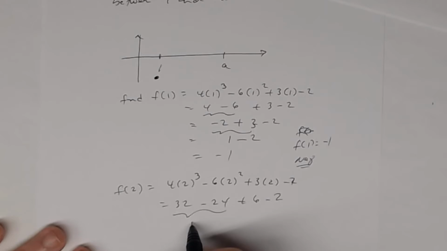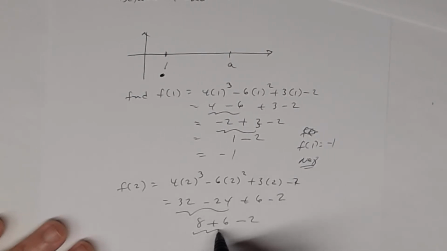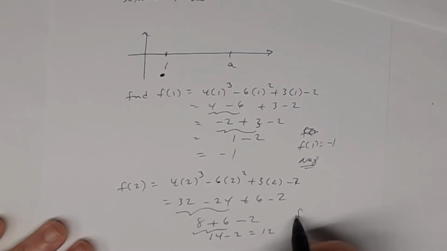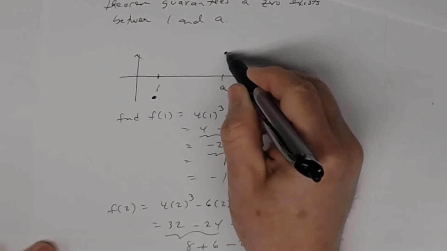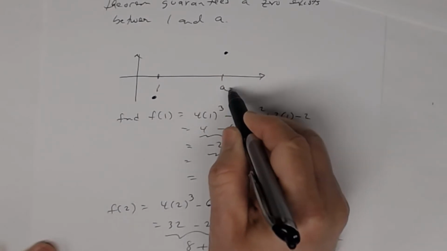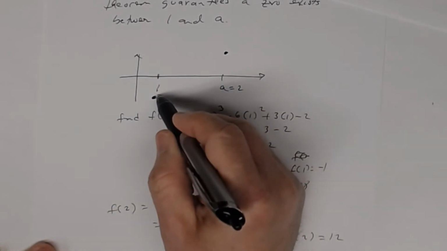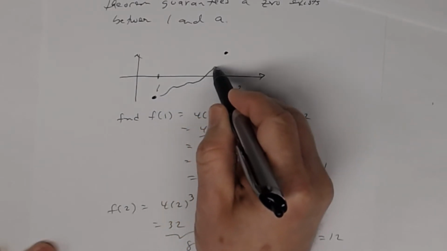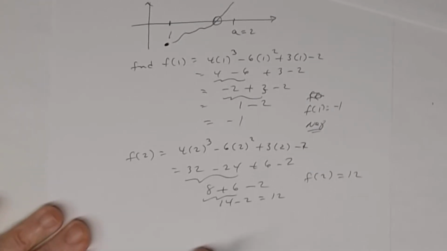32 minus 24 is what? 8. 8 plus 6 minus 2. 8 plus 6 is 14. 14 minus 2 is 12. So I found f of 2 to equal 12. And so that means the smallest number for a is 2. So when a is 2, it is guaranteed that there's going to be at least one 0 in the interval from 1 to 2. So the answer is 2.